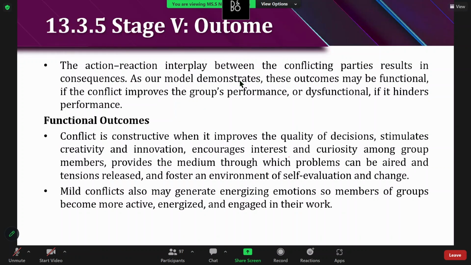And the final stage of this conflict process is the outcome. So this is what the conflict leads to. The outcome can be a functional outcome or maybe a dysfunctional outcome. So conflict is constructive when it is improving the quality of the decision, stimulates discussions like creativity, innovative solutions to be proposed, encourages interest and curiosity among the group, and provides the medium through which problems can be solved or tension released. So those kinds of issues. If the conflict leads to such outcomes, that can be called the functional outcome.